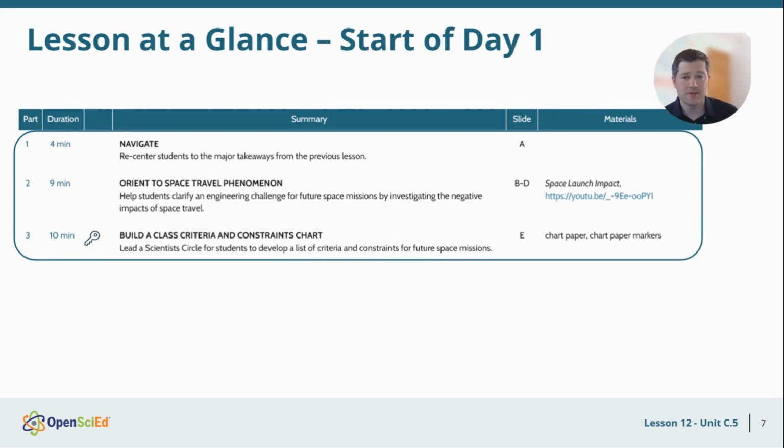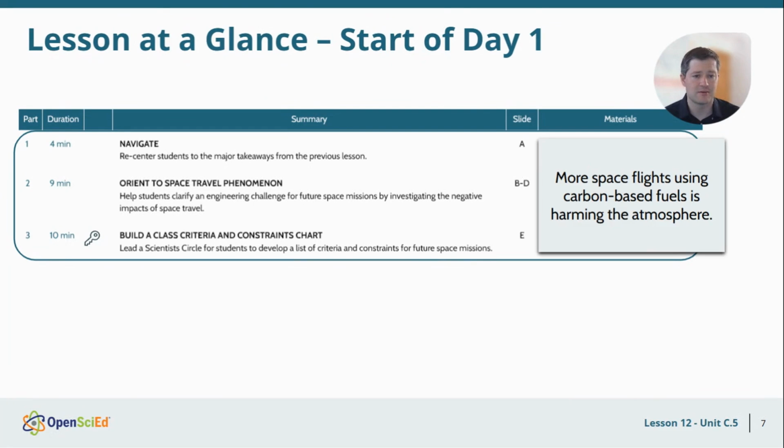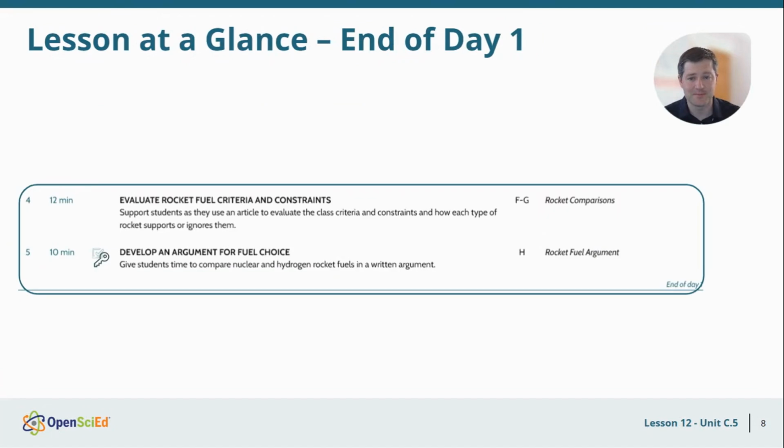At the start of day one, students are going to be orienting to the phenomenon, and then they're going to build a class criteria and constraints chart. While doing that, we're going to figure out that more space flights are using carbon-based fuels, because we've got a whole bunch of stuff going into space right now, and that is ultimately harming the atmosphere.